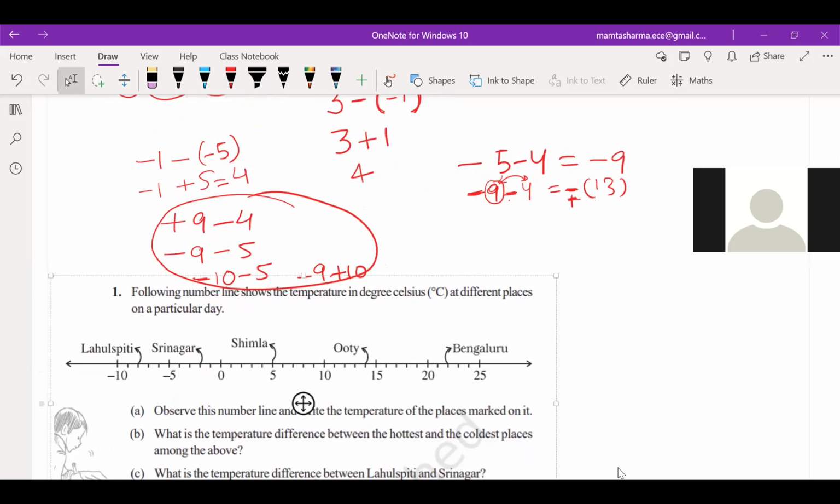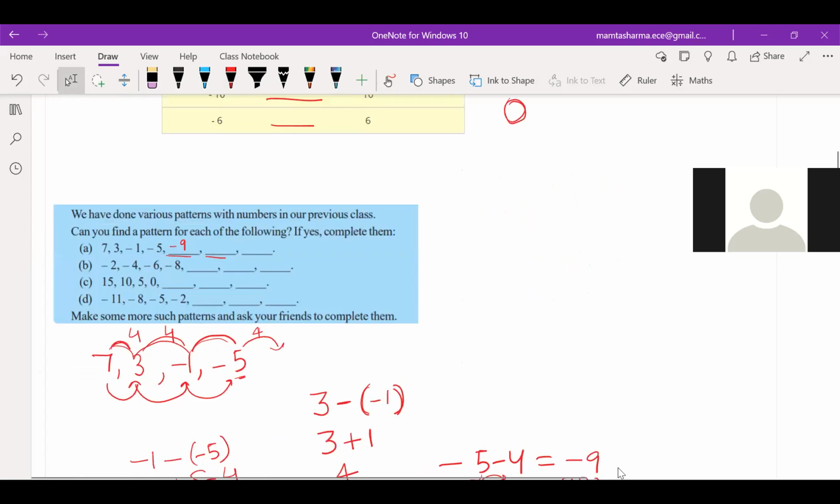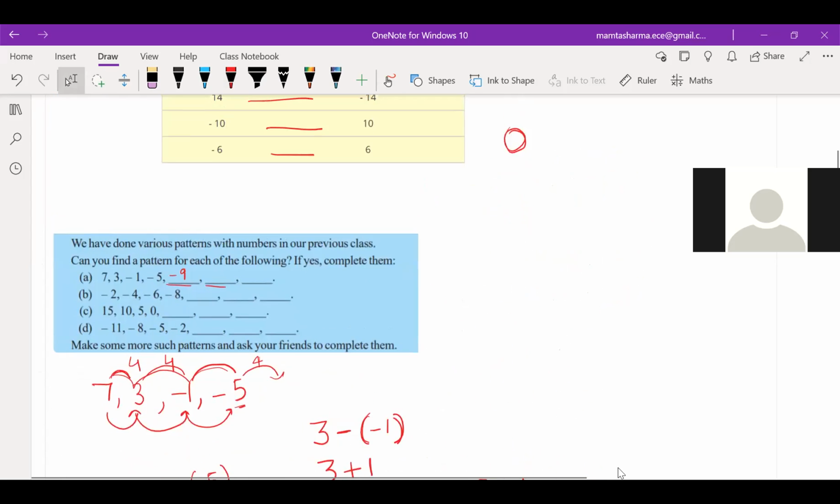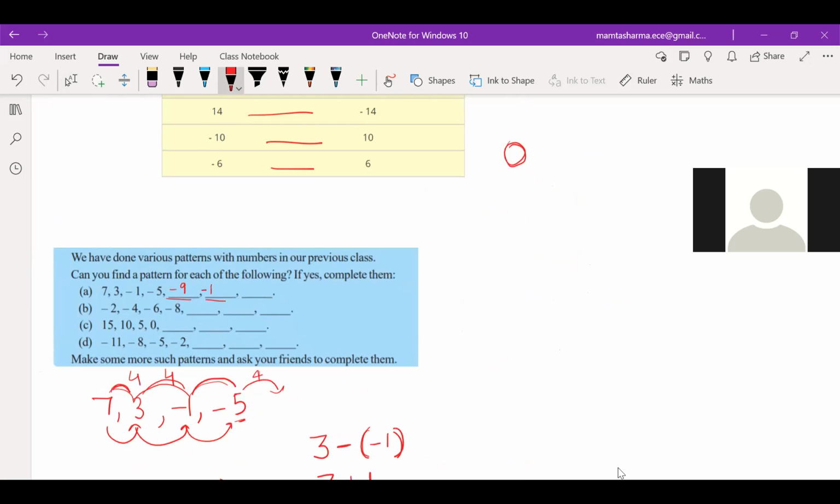Okay. So now, here what would come? Minus 9 minus 4 is minus 13. After that? Minus 17. Correct. Next question, Aditi already told. It's a table of 2. Now, next.